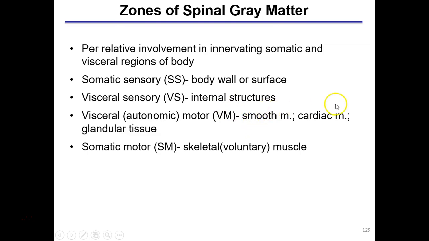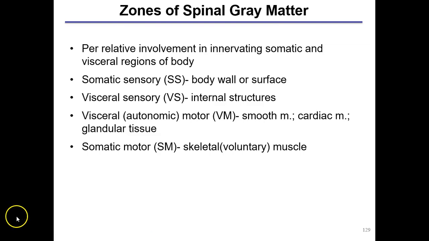which are going to supply smooth muscle, cardiac muscle, and glandular tissue. And finally, the areas of the cord which are the ventral horns of the cord, which will contain the somatic motor neurons, or what we commonly call lower motor neurons, which are distributed to the skeletal voluntary muscle.